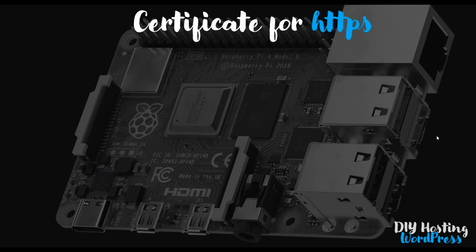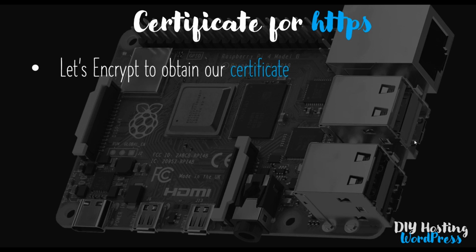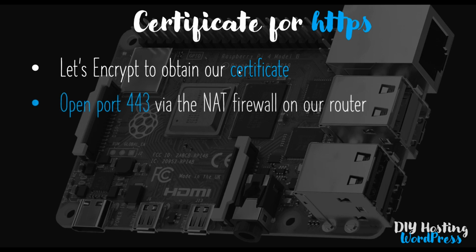So let's now move on to have a look at how we create a certificate for HTTPS and how we're going to modify our setup to allow its use. So the first thing we're going to do, and this is going to be done in this video, is we're going to use Let's Encrypt to obtain our certificate. This is a little bit more complicated than it may first seem, because we're going to obtain what's called a wildcard certificate, which allows us to use multiple subdomains under the same certificate.